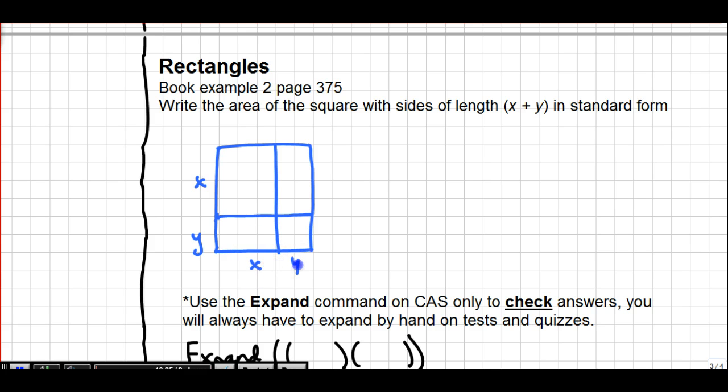So this is x, this is y. So the length of both sides of the rectangle are going to be x plus y and x plus y. So I guess I should have made it a square instead of a rectangle. But let's just pretend. So I've got x plus y twice.